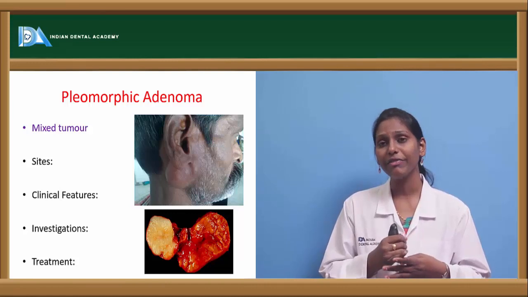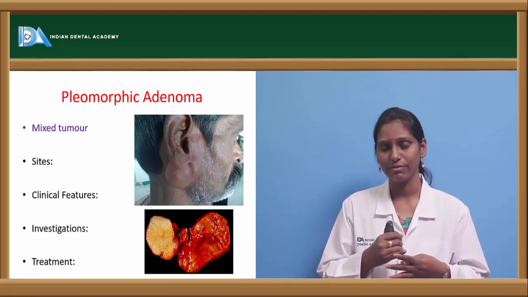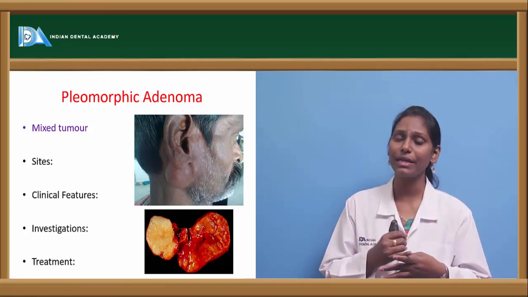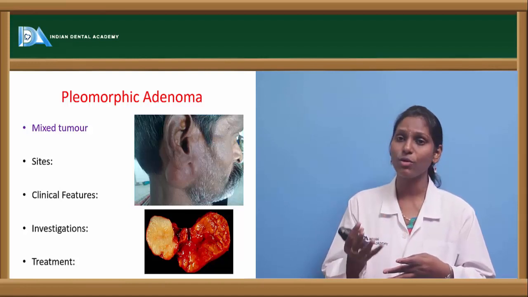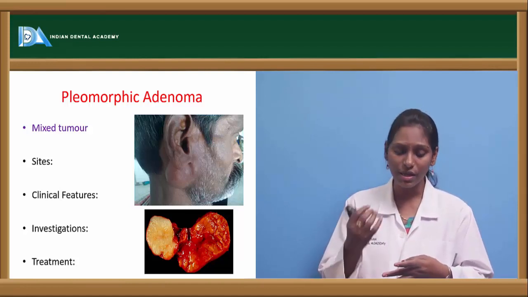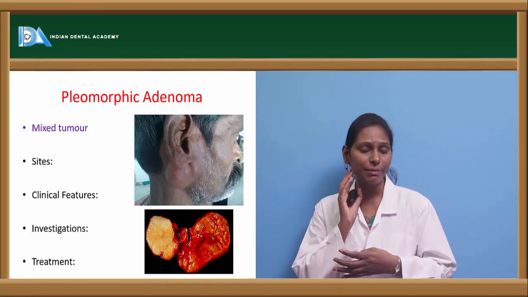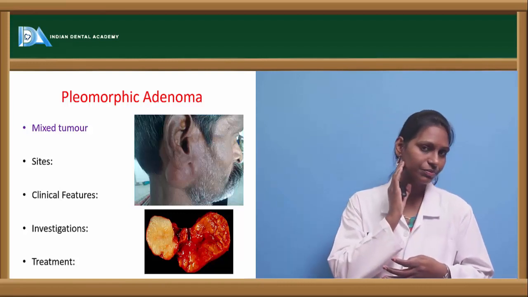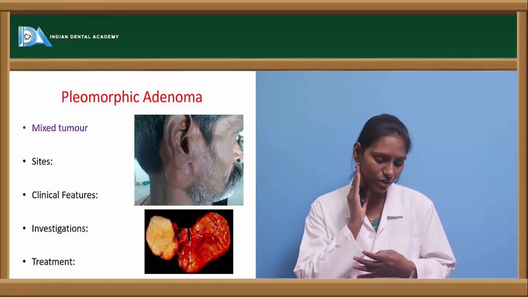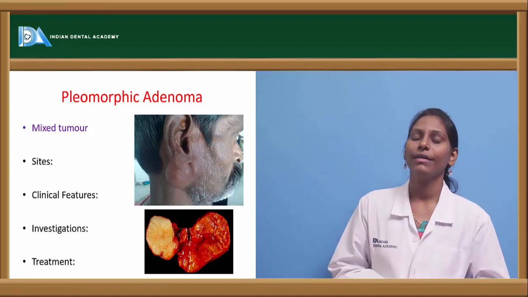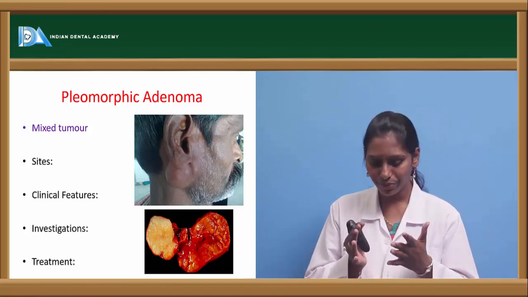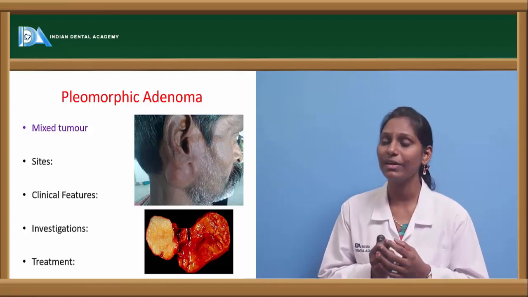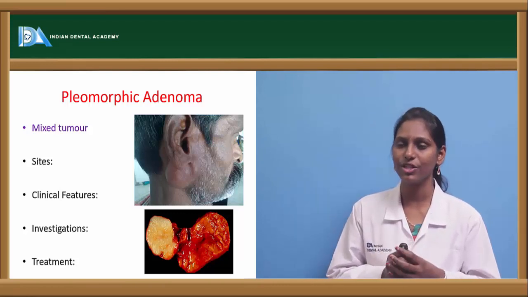Remember, if it is involving the facial nerve, then suspect some kind of metastasis, some kind of carcinomatous changes happening within this pleomorphic adenoma. Usually present below the lobule of the ear. The site is usually below the lobule of the ear. When you're talking about investigations, CT and MRI give us a very good clear-cut investigation.